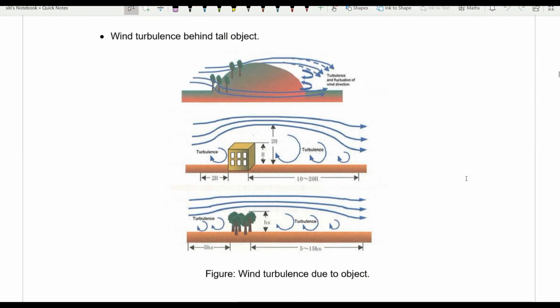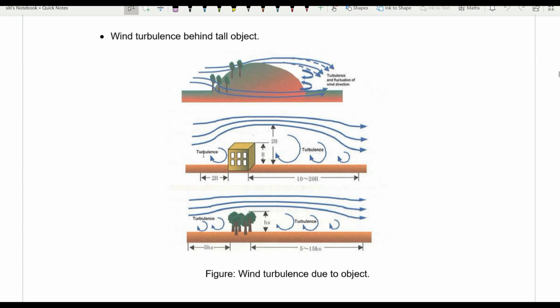So, wind turbulence. Wind turbulence is usually produced behind a tall object. For example, in this figure is the wind turbulence behind the hill. So there is turbulence and fluctuation of wind direction. It produces turbulence here.